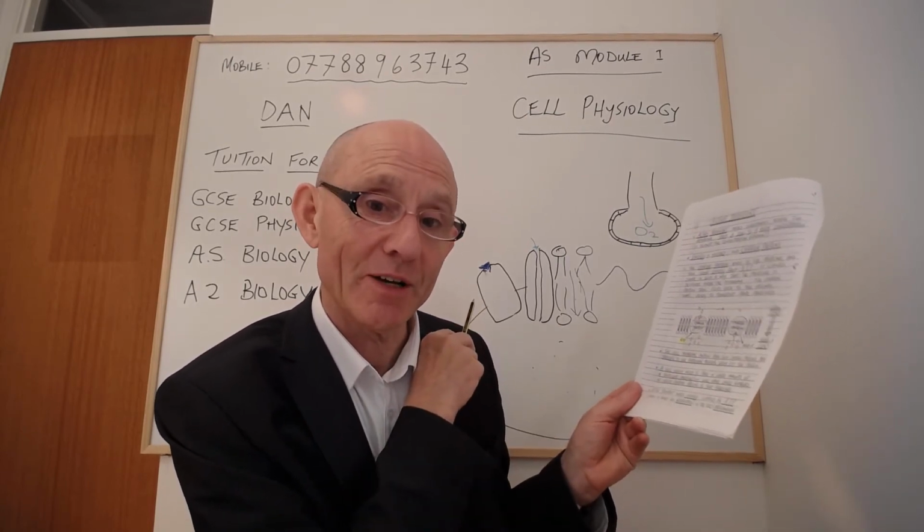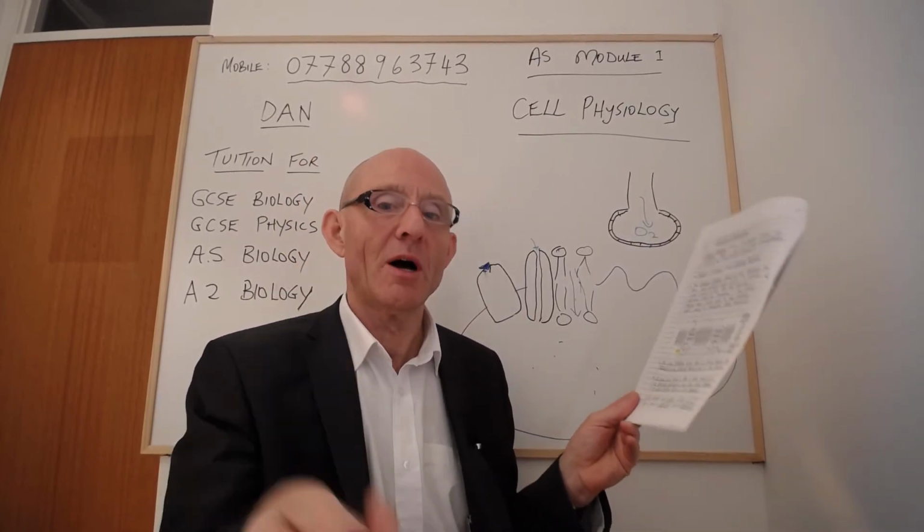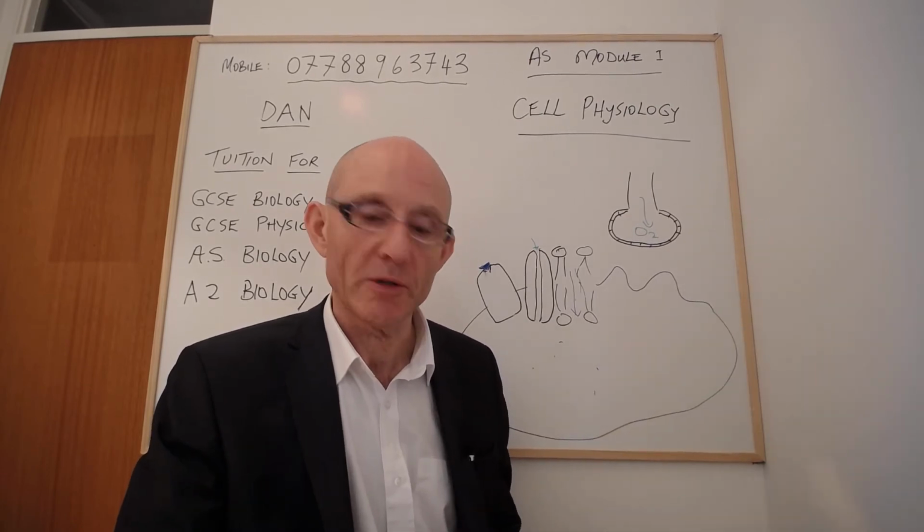So if a cell has a lot of mitochondria, in biology, you'll find this in A2. Every time you see cells with lots of mitochondria, you say, oh, I bet those cells are doing lots of active transport. You'll come across this in several topics.